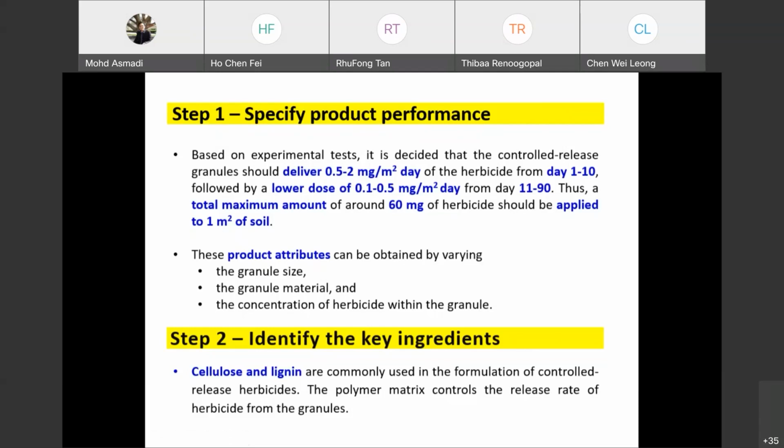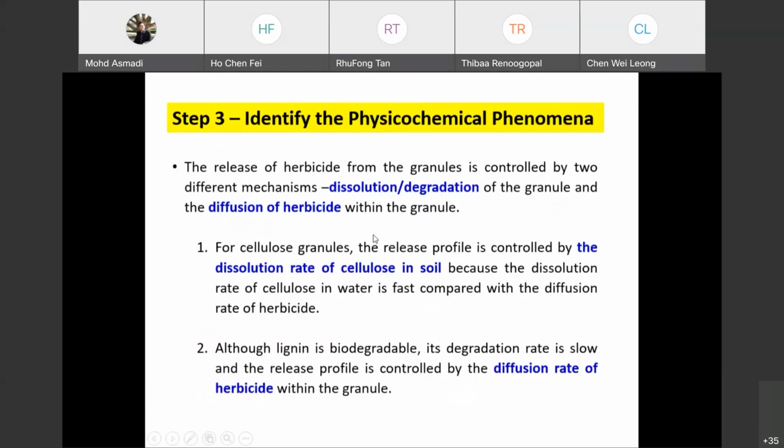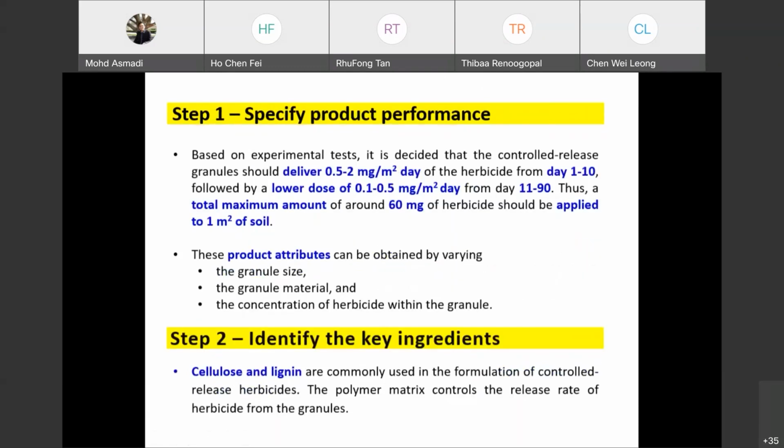What is the maximum that this herbicide can release actually? I think it's lower than that. Thus the total maximum amount is around 60 milligram of herbicide that should be applied to 1 square meter of soil. So this is the area. The product attributes vary depending on the granule size, materials, and also the concentration of herbicide in the granules. This is the first step, which is to identify the product performance, and the second is the key ingredients.